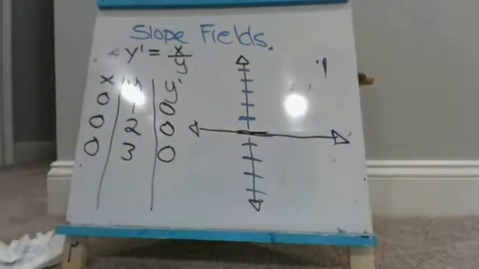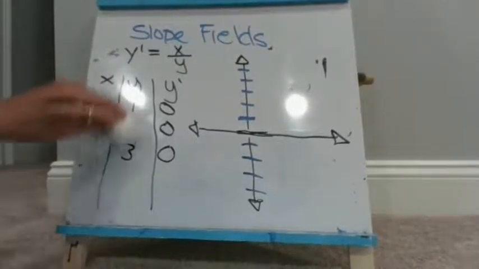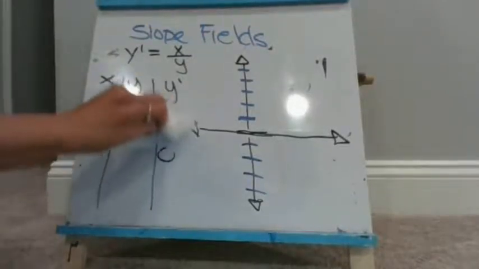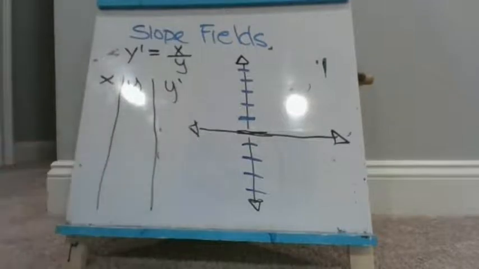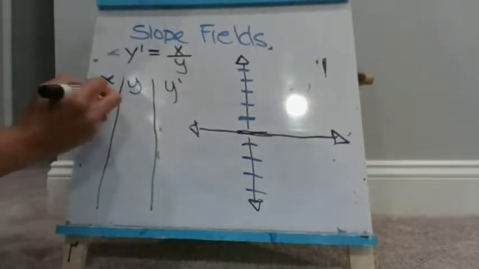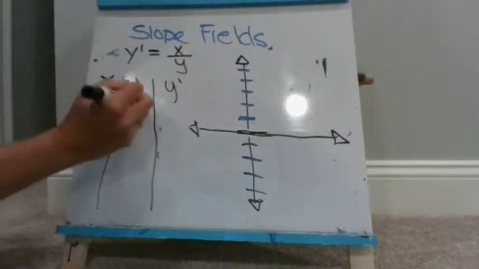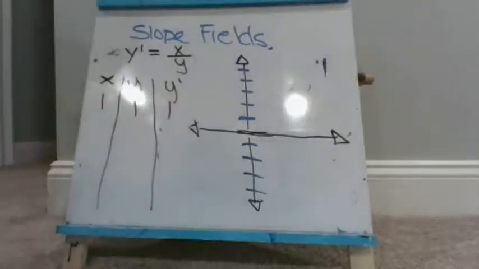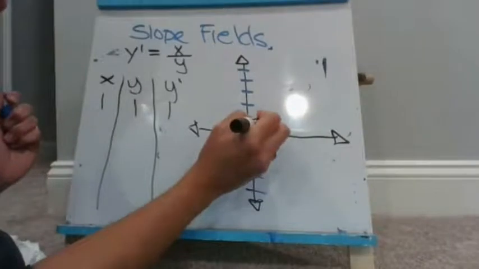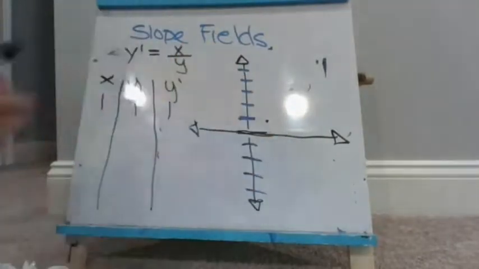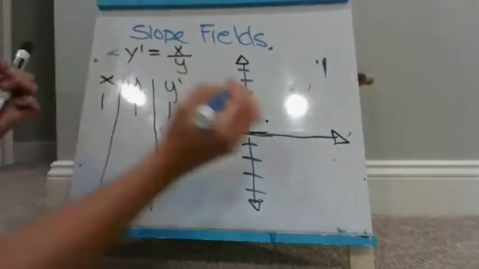Okay. All right, now let's check out another one. These are kind of funny because you have to try to look for a pattern. So let's switch the x value to 1. If my x value is 1 and my y value is 1, then my slope is 1. So at 1, 1, which is right here, my derivative is 1.